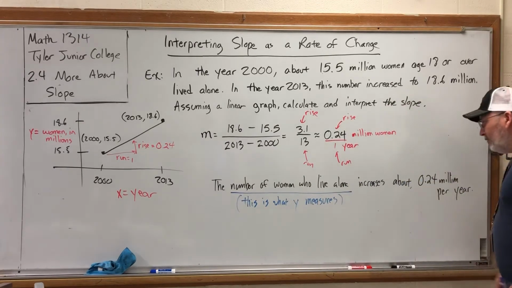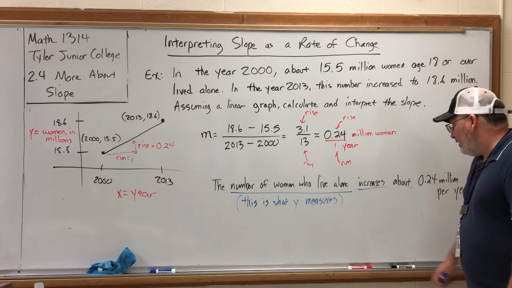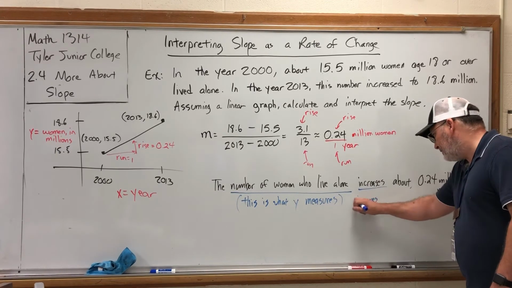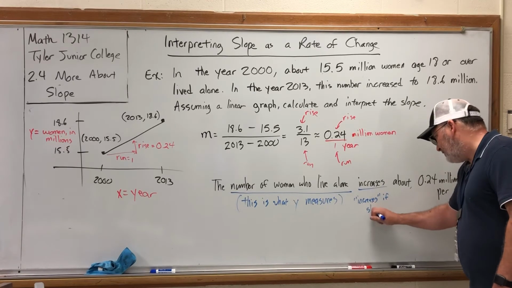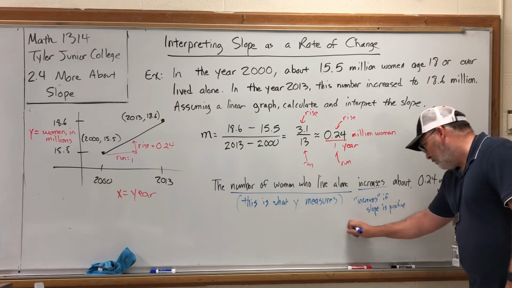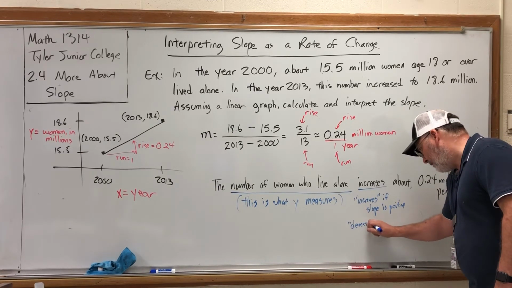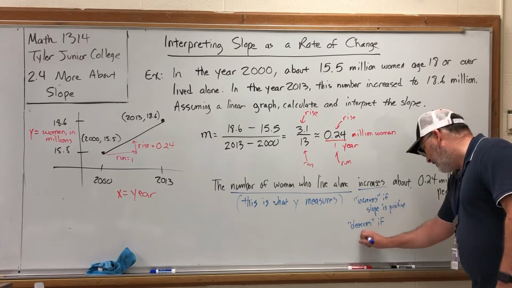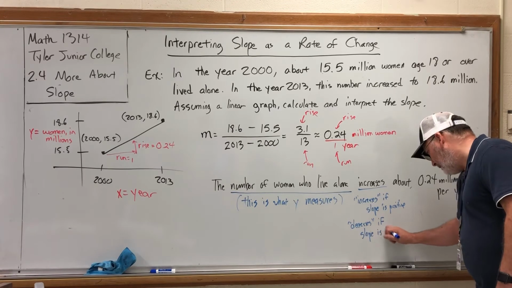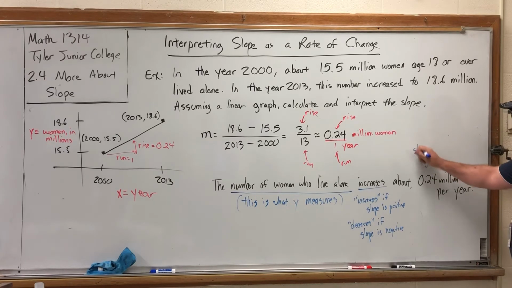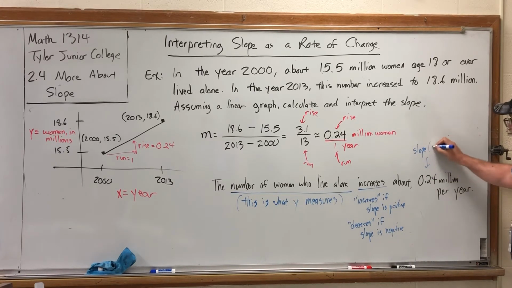The number of women who live alone increases if the slope is positive, and of course it says decreases, believe it or not, if the slope is negative. Here you put your slope, but for a reason which I'll mention in a moment, this number is always positive, even if your slope is negative.